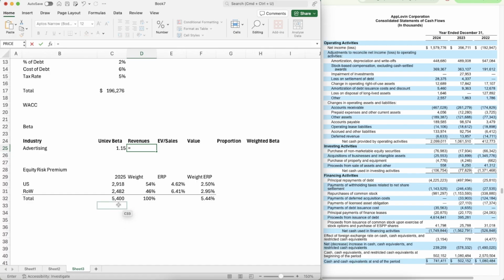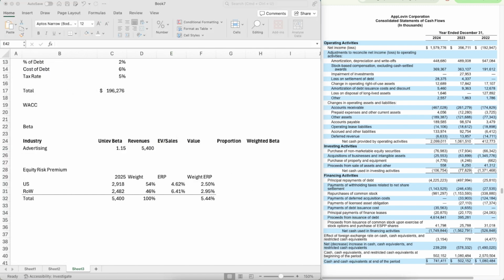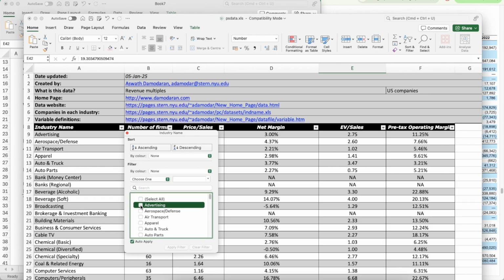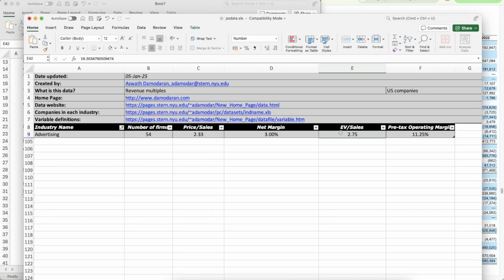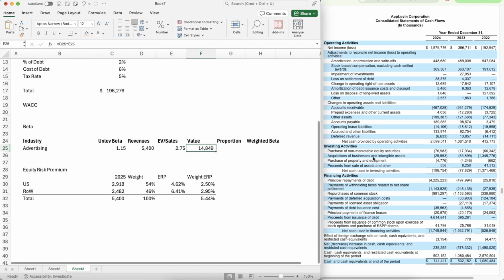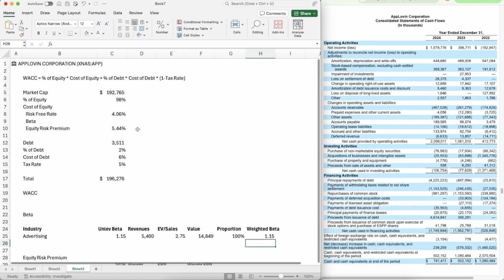Revenues is equal to EV to sales. We can find that on our price to sales data. Let me pull that up. Again, clear filter. There we go. EV to sales is what we want, 2.75. The value equals the revenues multiplied by the multiple. It's 100%, meaning the weighted beta is... Oh, of course, because it's only one thing, so it's obviously going to be 1.15. So let's put it up.